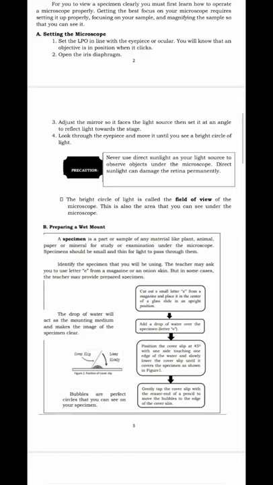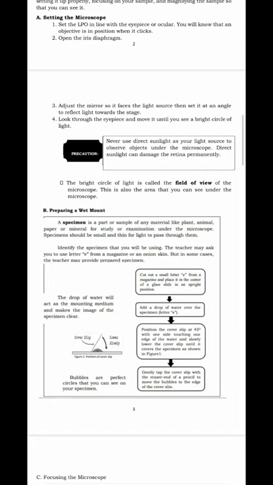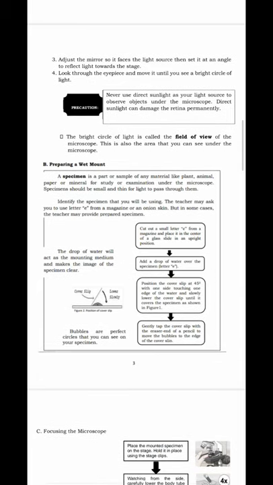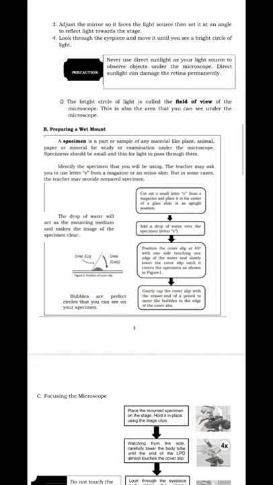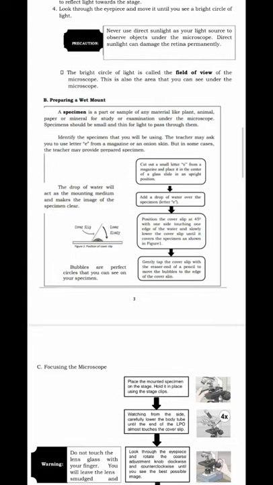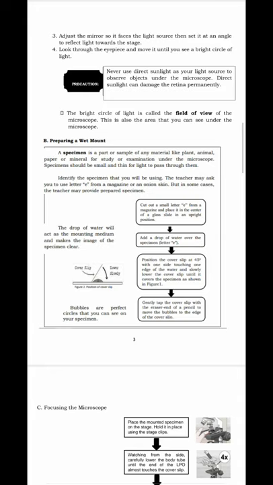So, you must have a compound microscope in order for you to perform this one from step 1 until step 4, wherein you are going to look through the eyepiece and move it until you see a bright circle of light. So you cannot perform this one because you don't have a compound microscope. So just proceed reading and understanding the discussions in your modules, and then later be preparing a wet mount. You cannot do it again because you don't have a compound microscope, but you can have your own specimen.